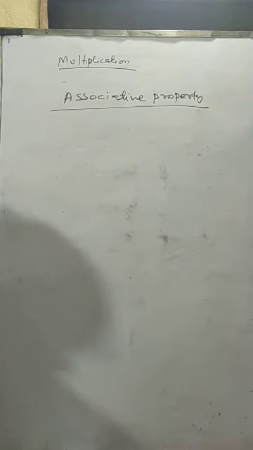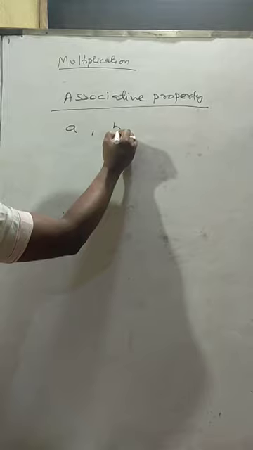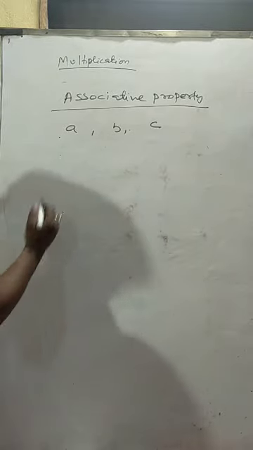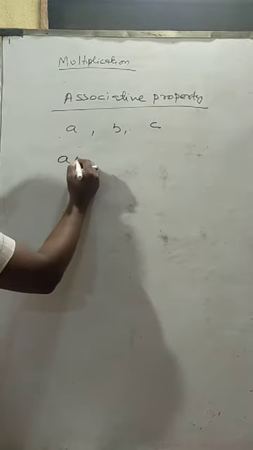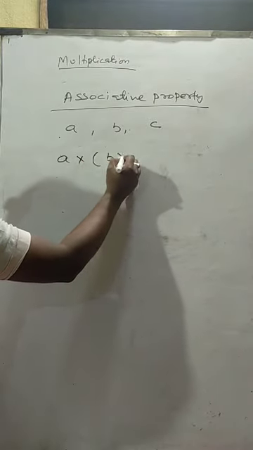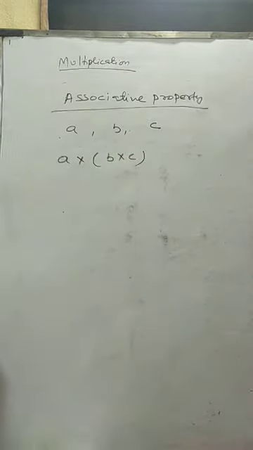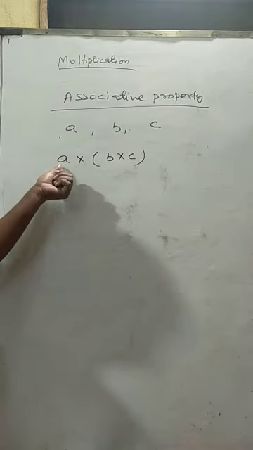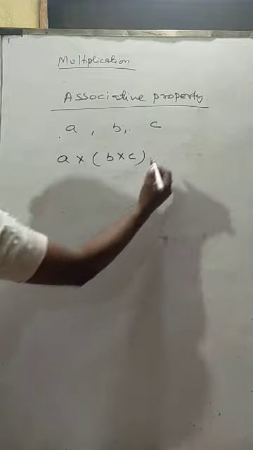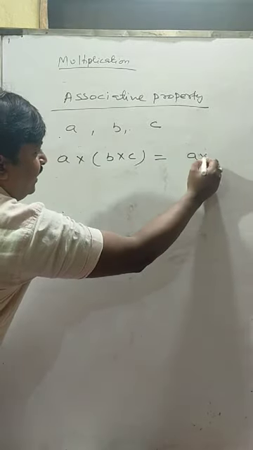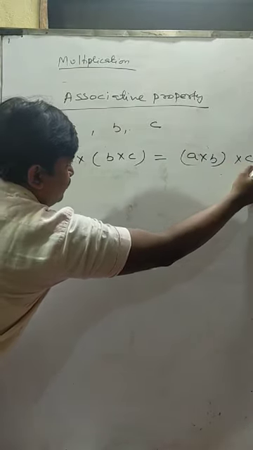Associative property. Suppose A, B and C are integers. Then (A × B) × C is equal to A × (B × C).